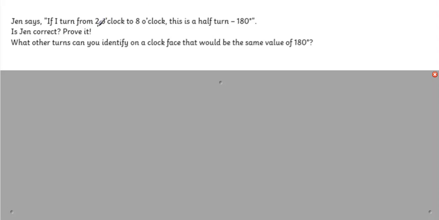So Jen wants to turn from 2 o'clock to 8 o'clock, okay? And she says that it's a half turn, so it's 180 degrees. So if you have a clock near you, you can try doing it on the clock that you are near. Have a go at this question. See if, first of all, Jen is correct, and then decide what other turns you can do on a clock that would be the same value of 180 degrees. Pause the video and have a go.